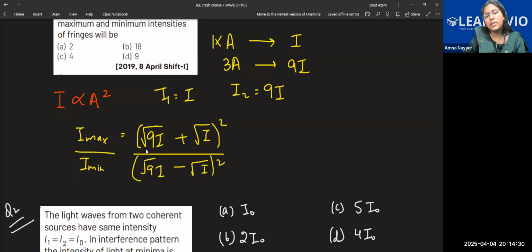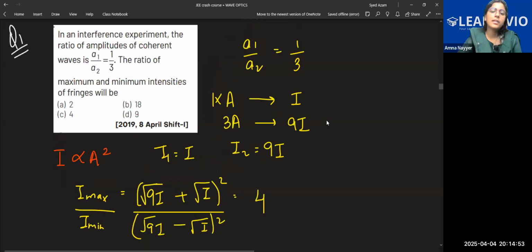So this will be 3 plus 1, and 4. Then that is 3 minus 1, 2. It will come 4, right? Just check. Write down this, then we'll see the next question.